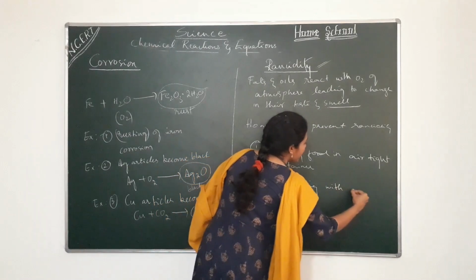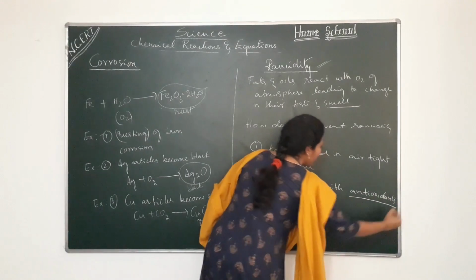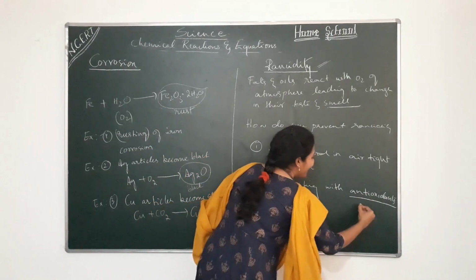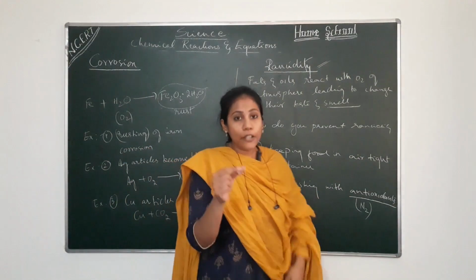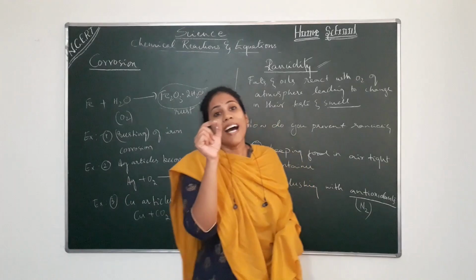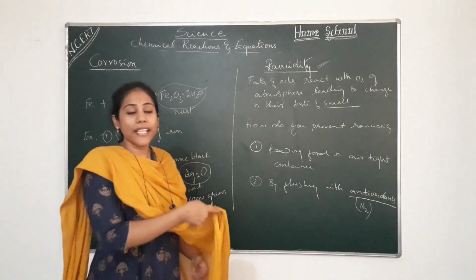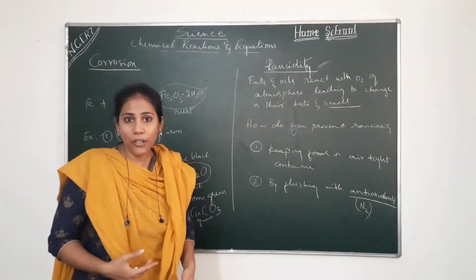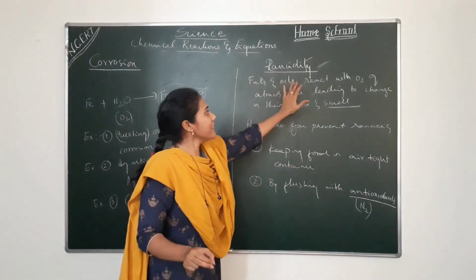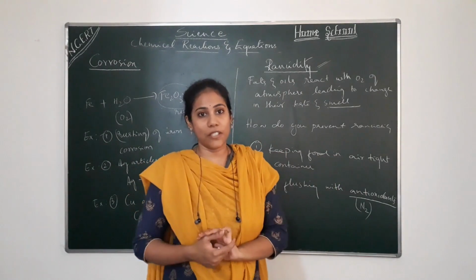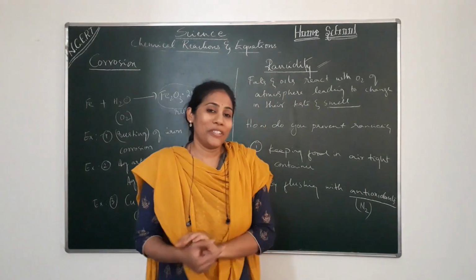Clear? So keeping the food in an airtight container is one way to prevent it, and the second one is by flushing with antioxidants. Antioxidants, very important word, try to remember. The example for an antioxidant is nitrogen. Antioxidants are those chemical substances that will prevent the oxidation of fat and oils. Reaction with oxygen is called oxidation, no? So antioxidants are those chemicals that protect fats and oils from reaction with oxygen.